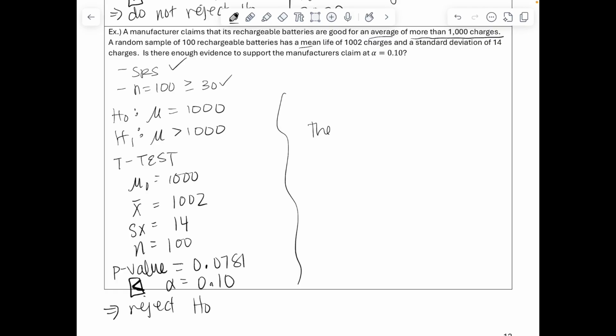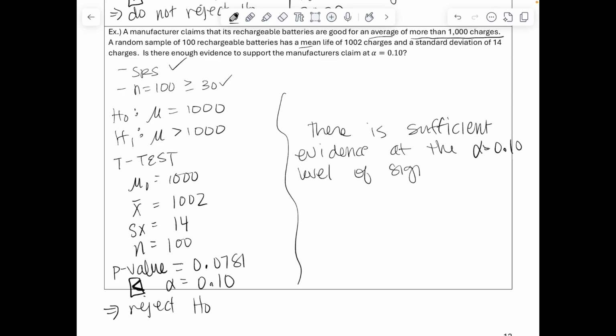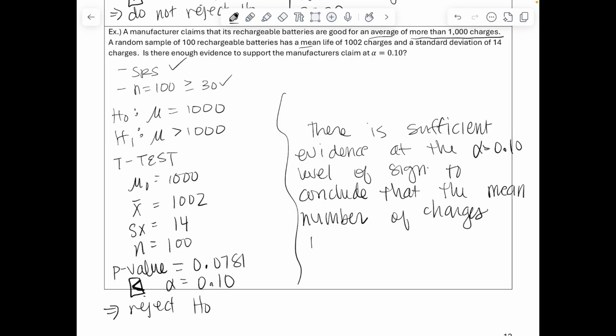And from here, we just need to write our conclusion, which is going to be there is sufficient evidence at the alpha equals 0.10 level of significance to conclude that the mean number of charges is, and again, always talking about H1, so is more than 1,000 charges.